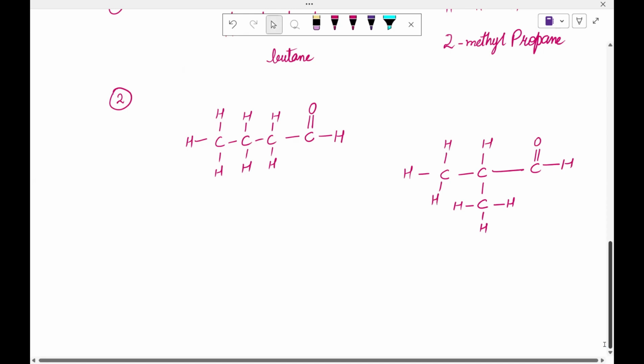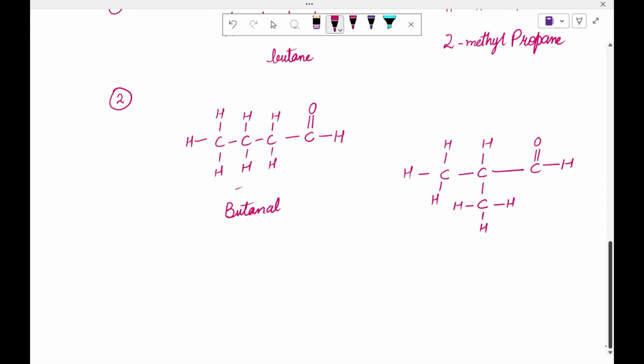So first of all, let's name this structure. What is this one? This one. It's butan-1-ol. Yes, you can also write it as butanol. That is also fine. So do you not have to put in a position number? There is no need in this kind of thing.